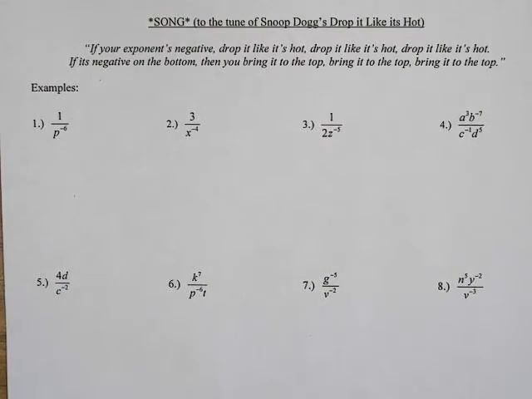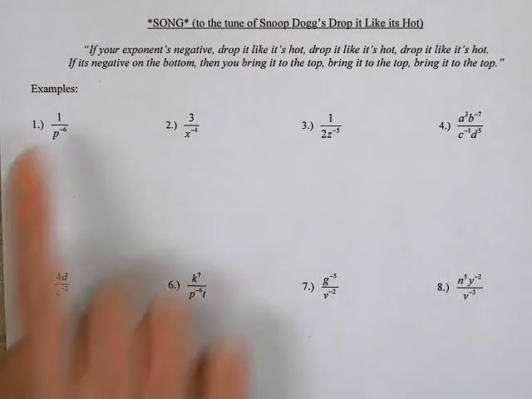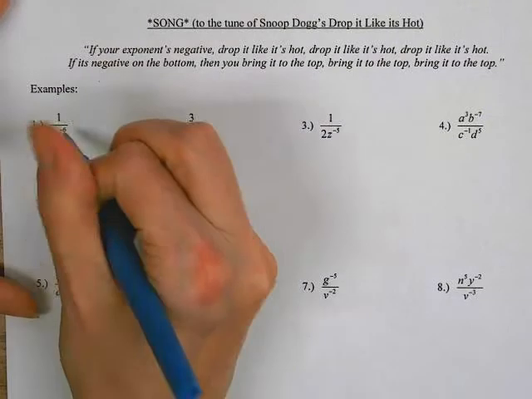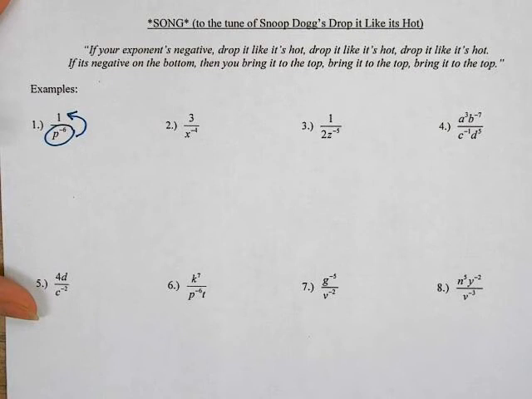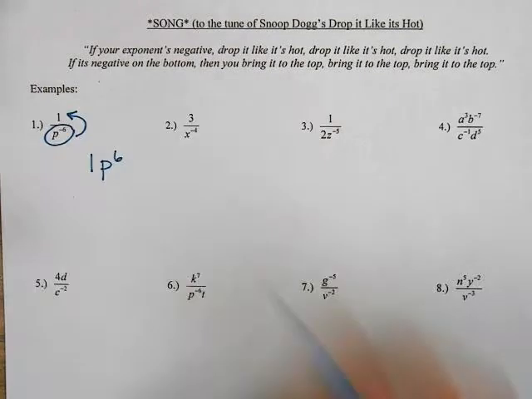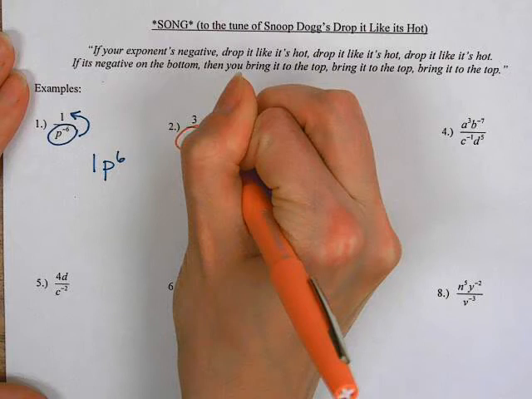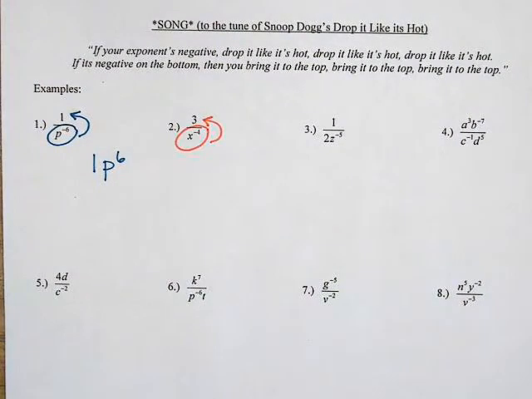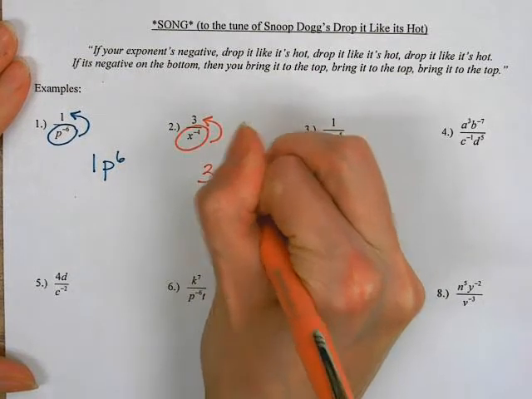All right, so number 1. If it's negative on the bottom, then you bring it to the top. So this guy has got to come up to the numerator, and it's p to the 6 on top, and then the 1 gets to stay. So that one's just 1p^6. All right, number 2. If it's negative on the bottom, then you bring it to the top, right? Okay, so the x to the 4 comes up, and there's already a 3 there, so it's just 3x to the 4th.